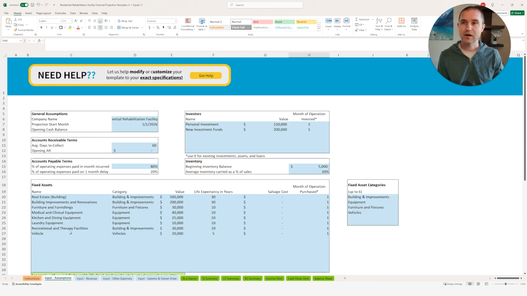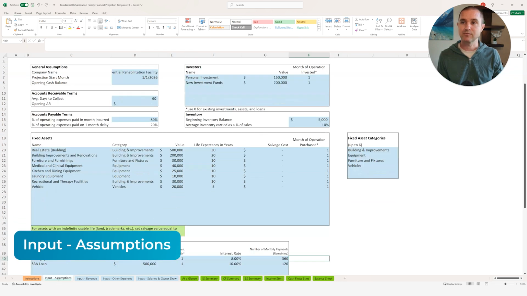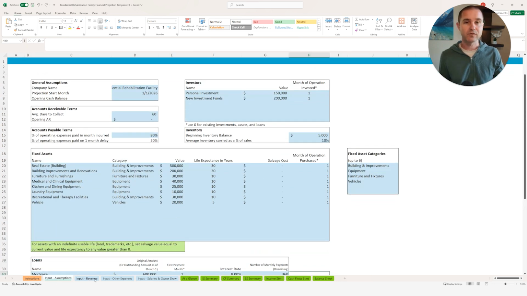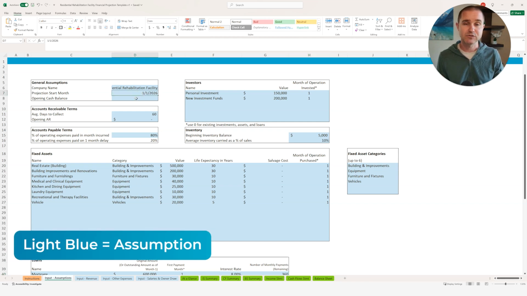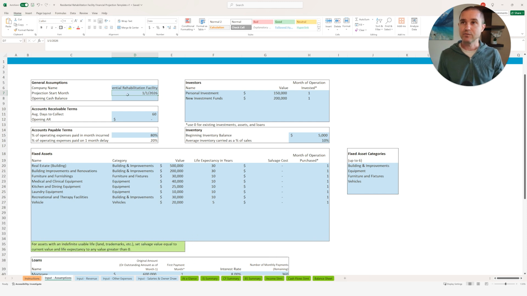So we're going to go back to our input tabs here. These blue input tabs are where we have to input our own assumptions. Now, the first thing you need to know is that every cell that's highlighted in blue is an assumption that you can change without breaking anything in the model. So we're going to set our projection start month here to January 1st, 2026. We've got a personal investment. We're going to say we're personally investing $150,000. And maybe we're raising some outside investment capital of $200,000 here, both in month 1 of the model.